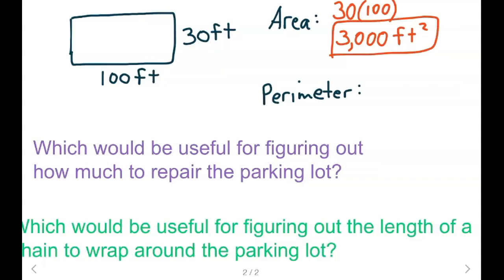And then perimeter, distance around, if we add up 30 and 100, we get 130, and then we double it because we see the other 30 over here and another 100 over here, and so we get 260 feet to the first power, which will be useful for figuring out how much to repair the parking lot, like if we were refinishing the whole thing or repaving it.